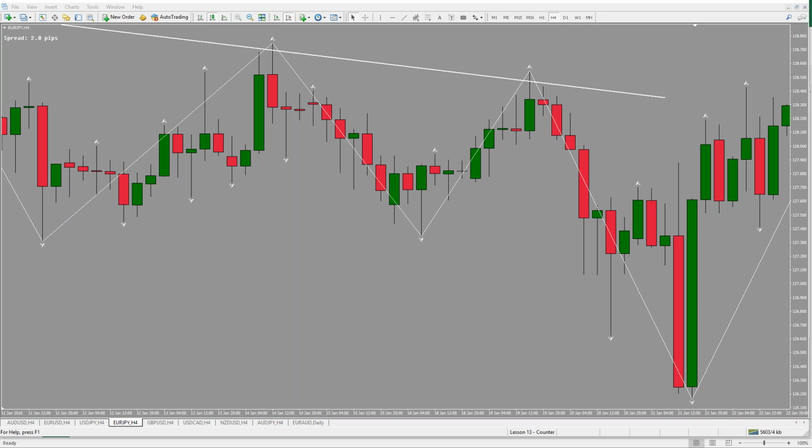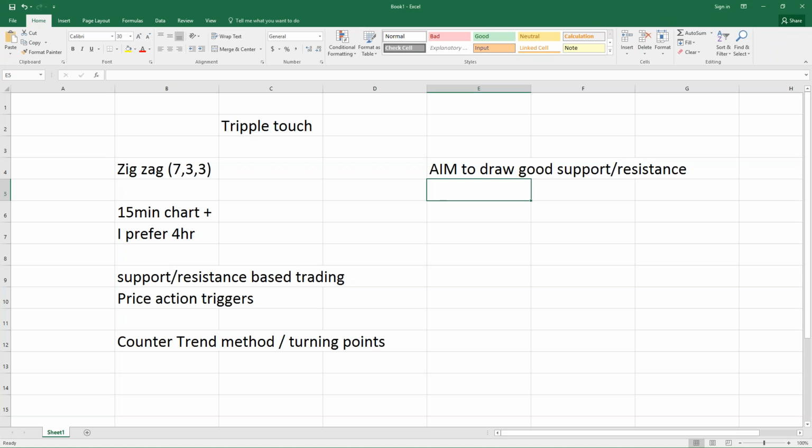Andrew is asking, can it apply to a daily? Andrew, as I said at the start of the class, it can apply to a chart from 15 minutes onwards. The method works quite well. I prefer a 4-hour chart. Can I use it on a daily? Absolutely. It just depends what suits your particular needs.